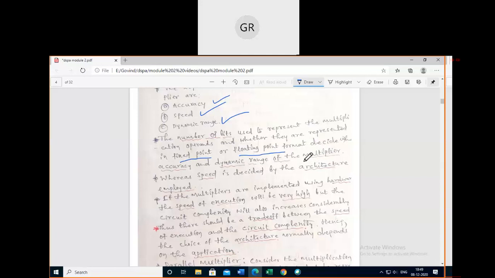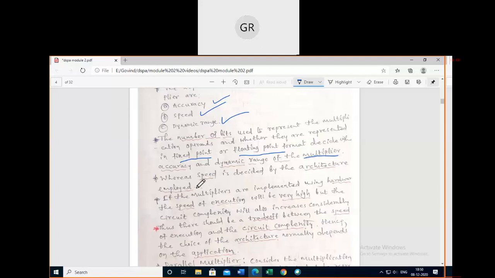Already we know that dynamic range, we already calculated, and also accuracy. The number of bits used to represent multiplication operands and whether they are represented in floating point or fixed point format decide the accuracy and dynamic range. Whereas speed is decided by the architecture employed.